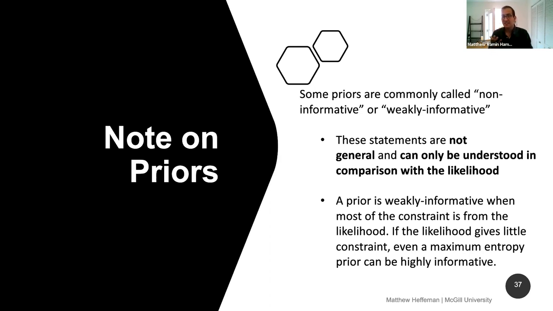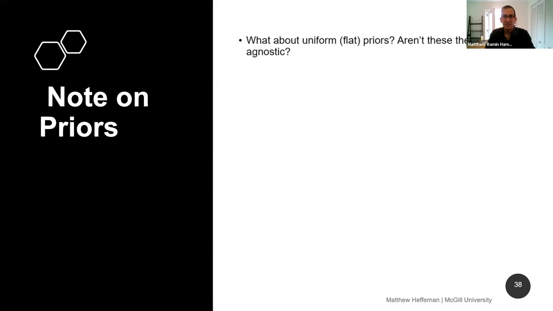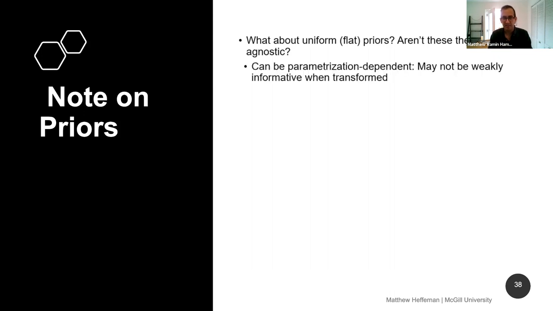If your likelihood gives you relatively little constraint, even an agnostically determined maximum entropy prior, if you're familiar with that terminology, can be informative on your posterior. So just a little bit more on that: what about uniform priors? If I just say I have no preference between these two ranges, isn't that the most agnostic and uninformative? Well, the answer is a little bit more complicated than that. Depending on what your parameters are, this could be parametrization dependent. This might not actually be weakly informative when you transform, or reparameterize, these parameters and these priors. So that can be a little bit misleading.